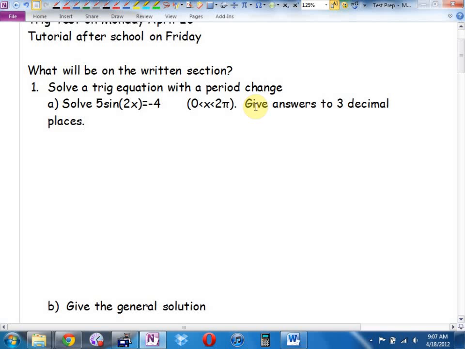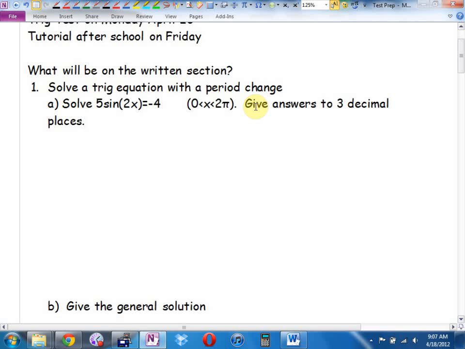Why did I write give answers to 3 decimal places just now? Do I have a triangle with a 5 and a -4 in it, or a 4? Okay, so we're going to find the reference angle with decimals. First of all, Nathaniel, can you recognize that this is a period change question? What makes this a period change question? The coefficient. The fact that there's something in front of the x.